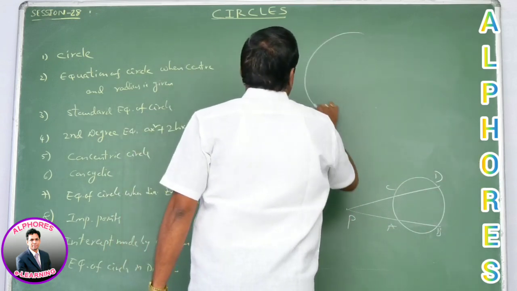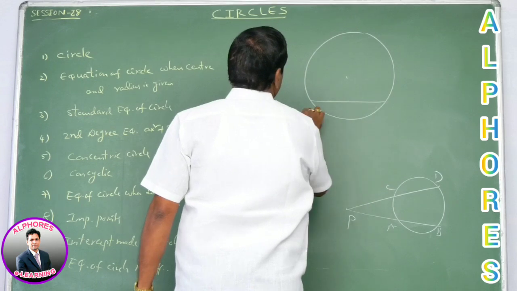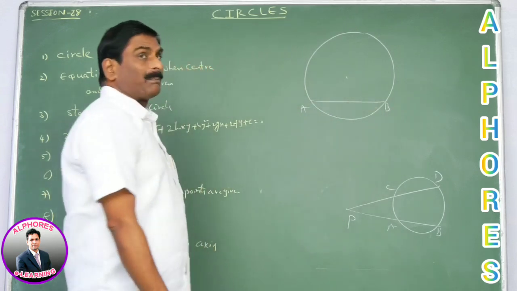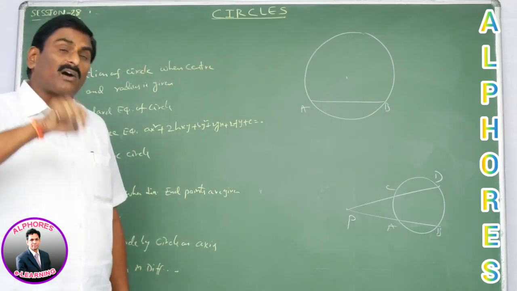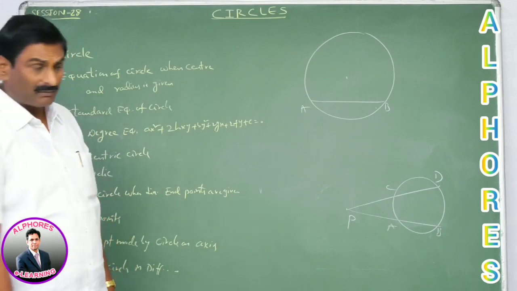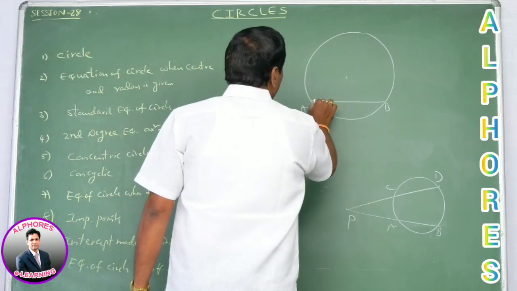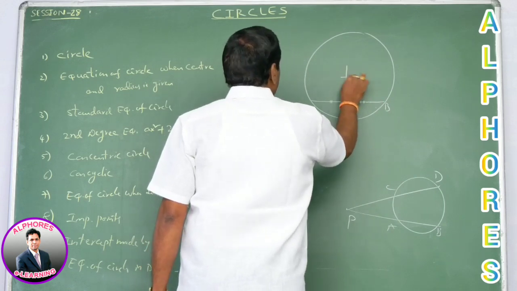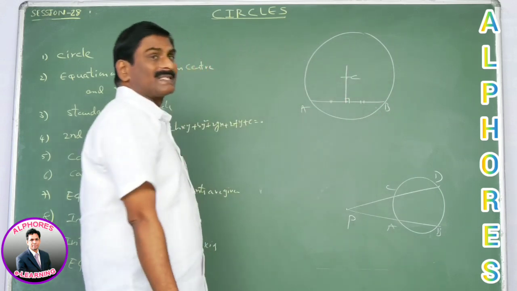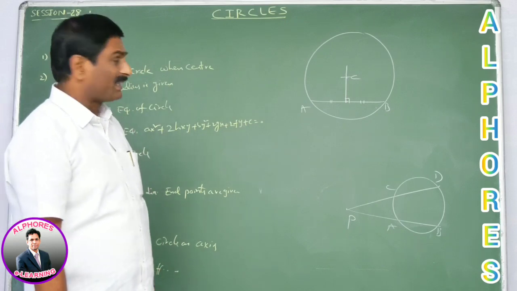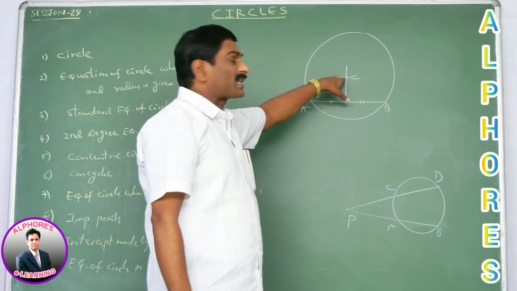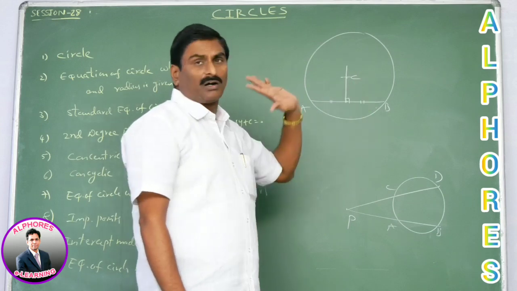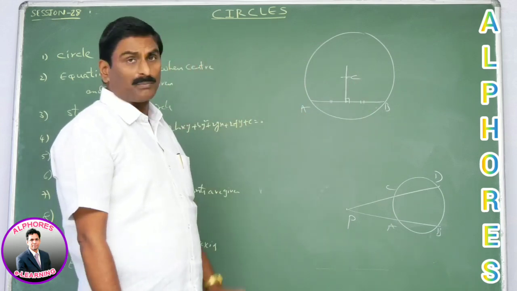Next. Suppose AB is a chord of a circle. The perpendicular bisector of every chord of a circle must pass through the center. Perpendicular bisector means the line which is passing through the midpoint of AB and perpendicular to AB. This line must pass through the center of the circle. That means the foot of the perpendicular from the center to any chord is the midpoint of the chord. It is very, very important.